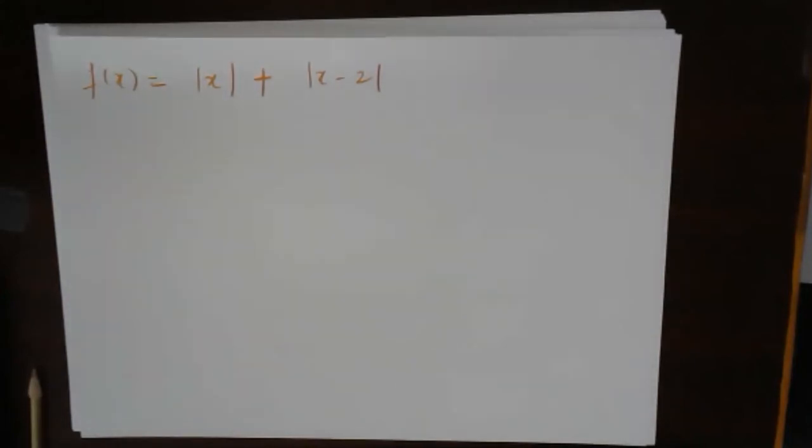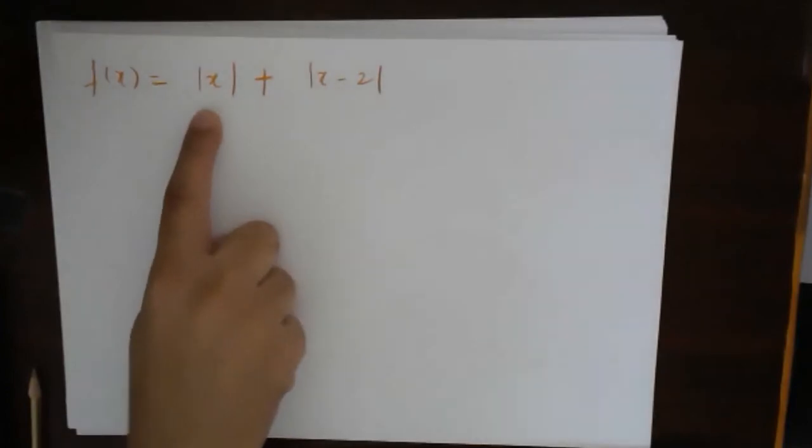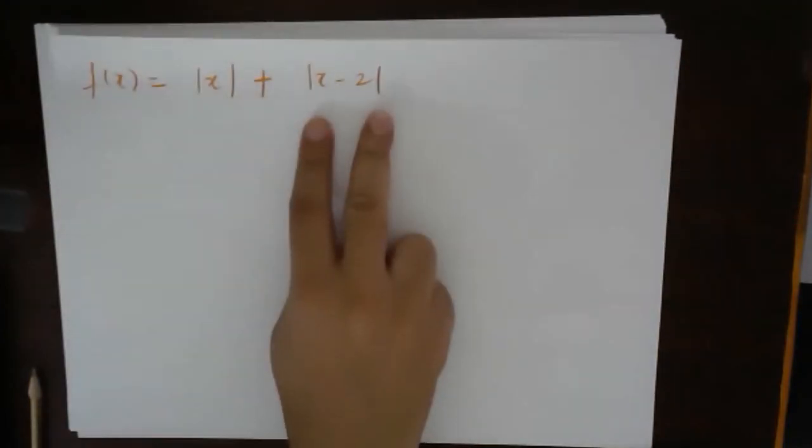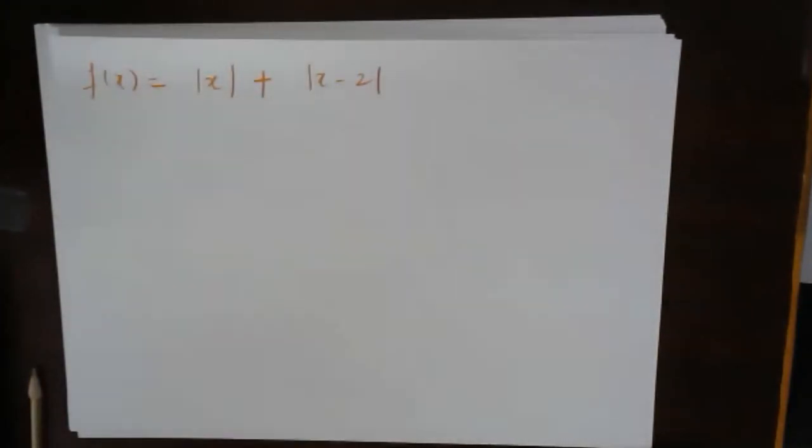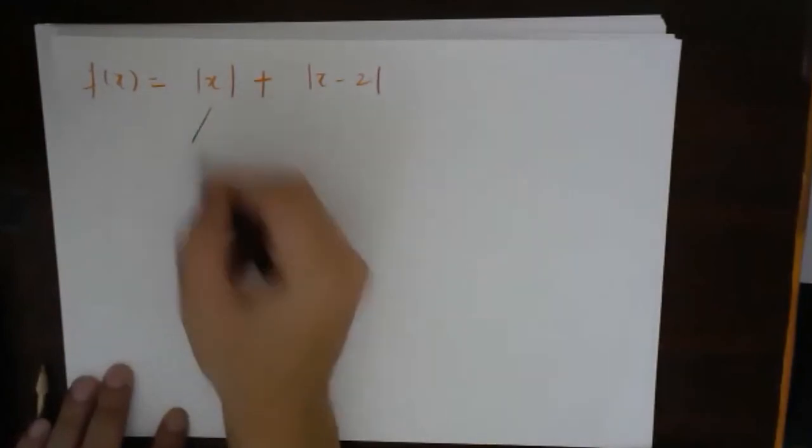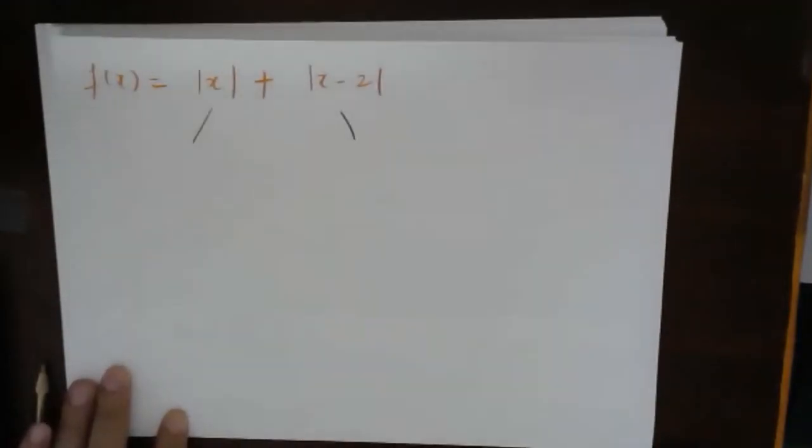So the modulus is not combined now. Basically, you have two different things to look at. First is modulus of x, and second is modulus of x minus 2. Now the thing is that you have to check where this part is becoming 0 and where this part is becoming 0.